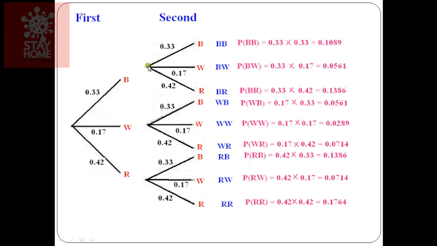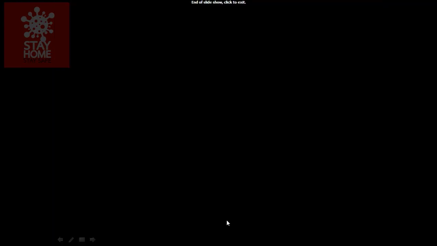So after that, at the second stage, black, white, and red. Then again on the second stage, black, white, and red. If you want to find the probability of any combination from there, you need to multiply. For example, if we need to draw black black, what will be the probability? 0.33 multiplied by 0.33. You can use the calculator to multiply. So find the probability of black black and the others likewise.